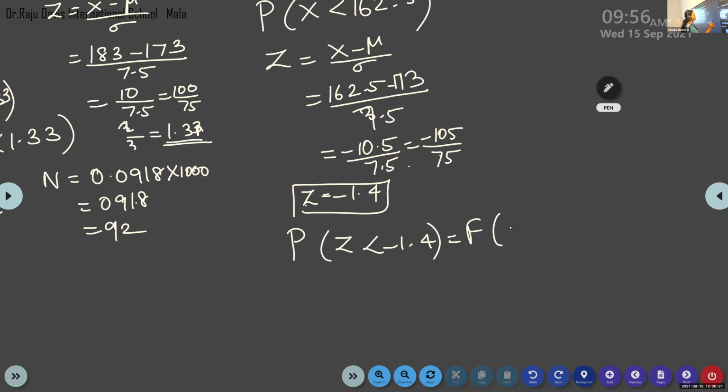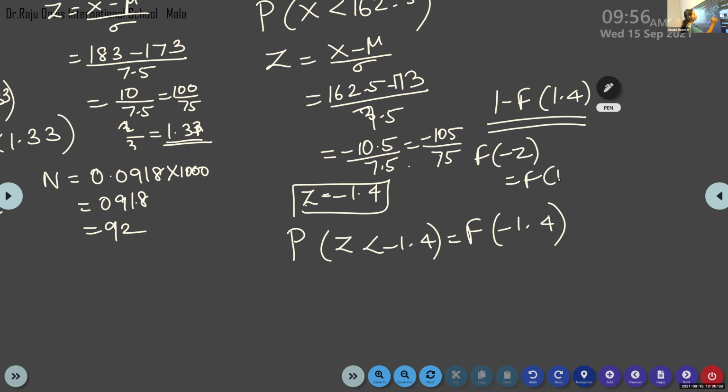Which is same as F of negative 1.4. That day I told you, for negative values you can do it in two ways, not one way. We can directly find it, or we can write 1 minus F of 1.4. Both are same. F of minus z is 1 minus F of z. Find out what is F of negative 1.4. What is the answer, Anila? What is F of 1.4?